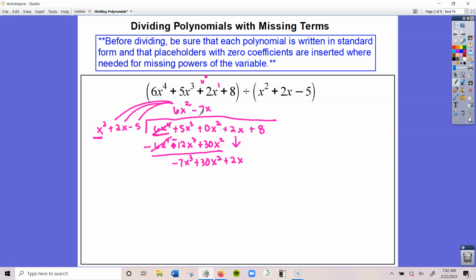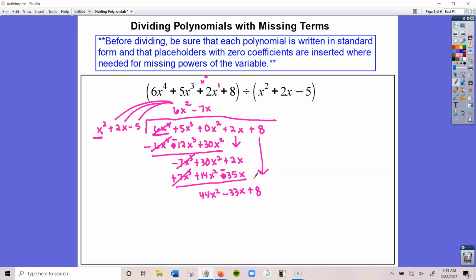Then we distribute this negative 7x. Negative 7x times x squared is negative 7x to the third. Negative 7x times 2x is negative 14x squared. And negative 7x times negative 5 is a positive 35x. Switch all the signs. My first terms here cancel. 30x squared plus 14x squared is 44x squared. And 2x minus 35x is negative 33x. We have one more term to bring down, so plus 8.